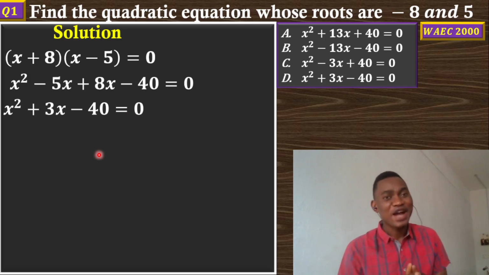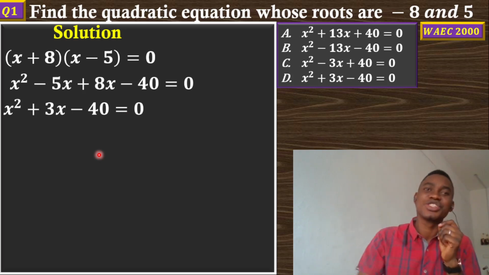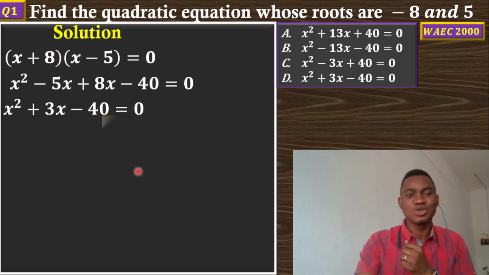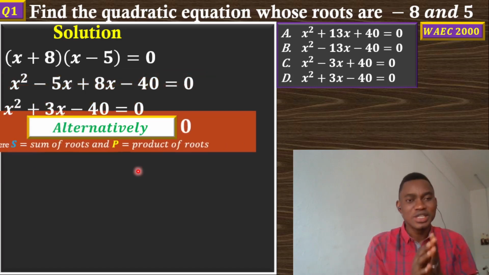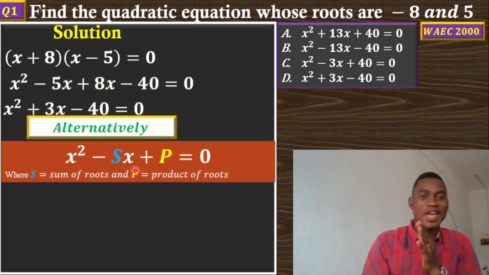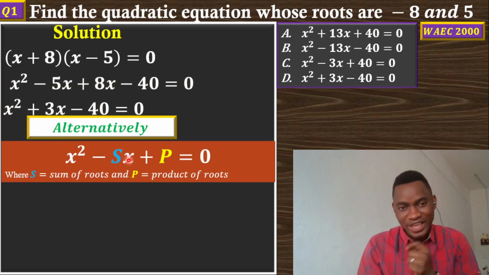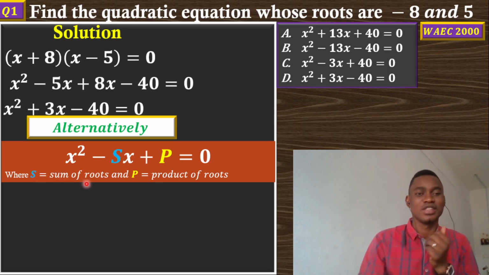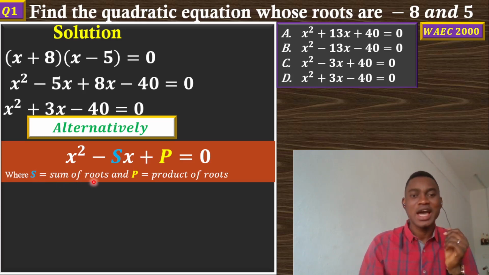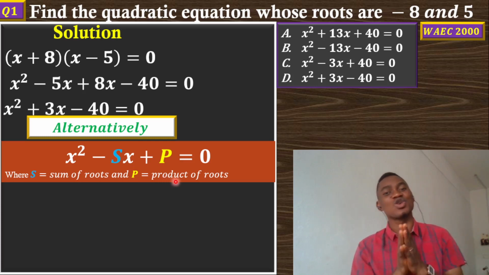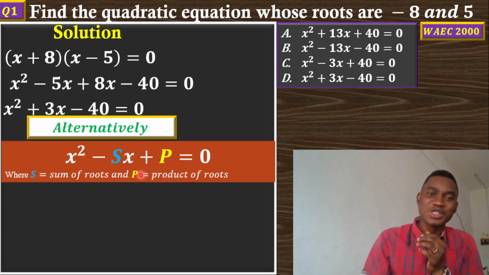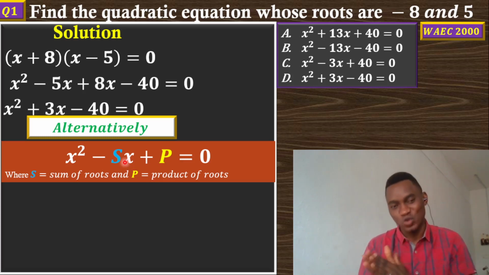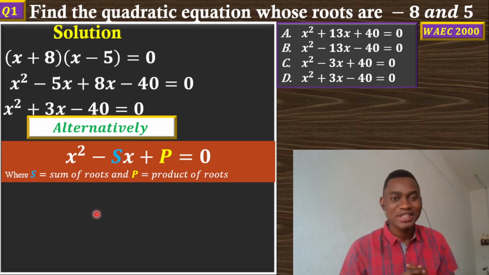But guys, I have another method to approach this particular question. Instead of using this approach, you can as well use this particular formula: x squared minus sx plus p equal to 0, where s is the sum of the given roots and p is the product of the given roots. With this formula, you can find that particular quadratic equation. I like this formula and I apply it very often.